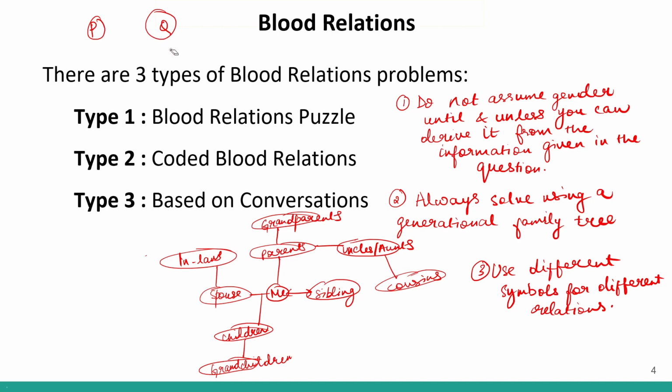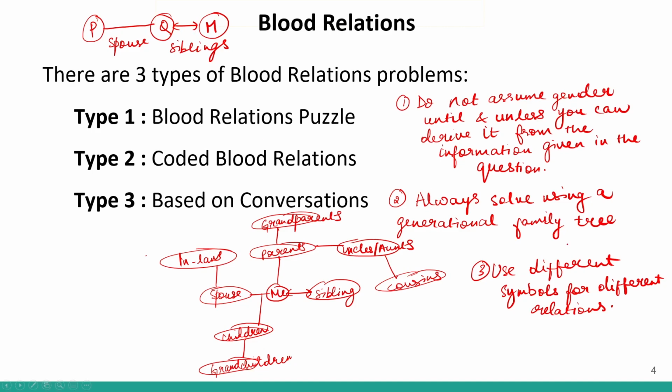Similarly, I use different denotations to identify different bonds. For example, let's say P and Q are spouse. To specify spouse, I use a single line. And to specify siblings, I use a two-headed arrow. These are my personal annotations. So you can either follow this or you can make your own also to make the question easier.